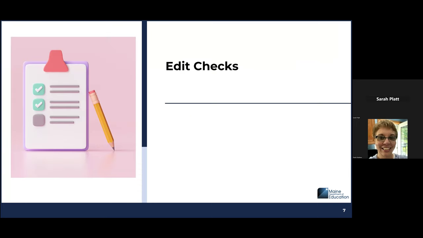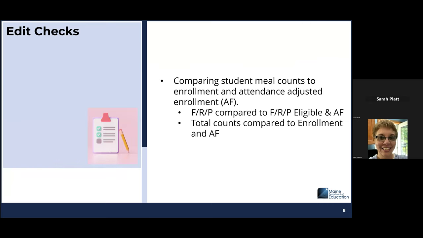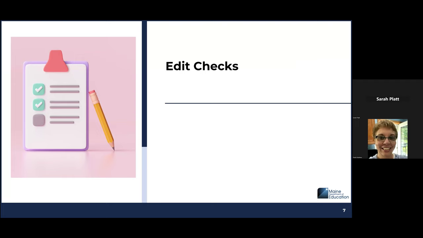So now we're going to move on to edit checks. Just going to go back one slide there. Edit checks are one of the internal controls that program sponsors need to have in place to ensure accurate claims for reimbursement. And that's because the reimbursement you're receiving is federal dollars. Edit checks must be completed prior to completing your monthly claim.